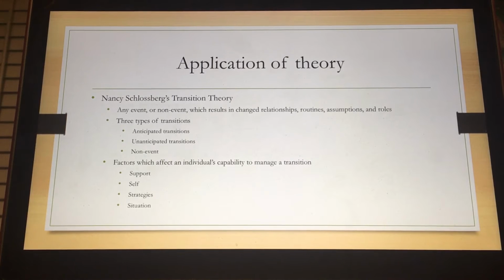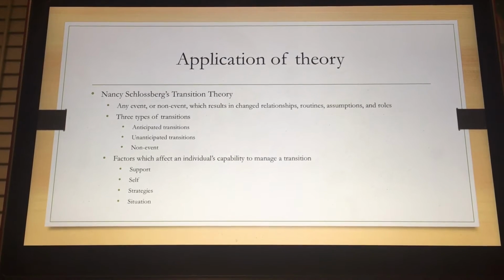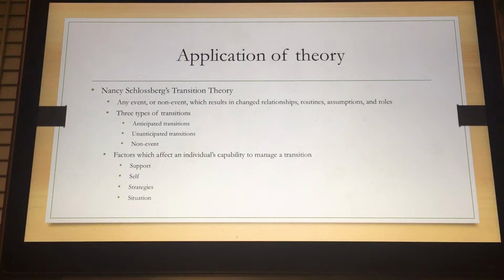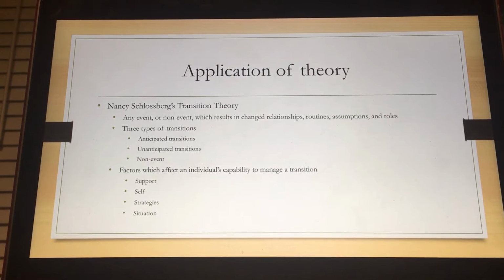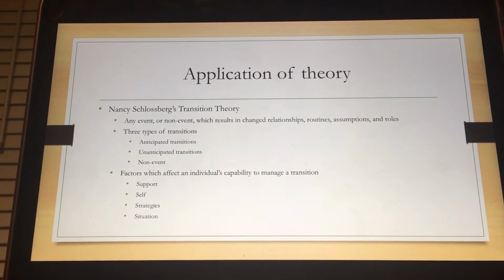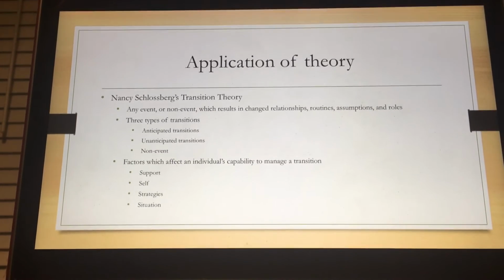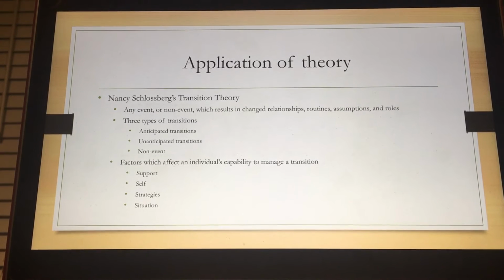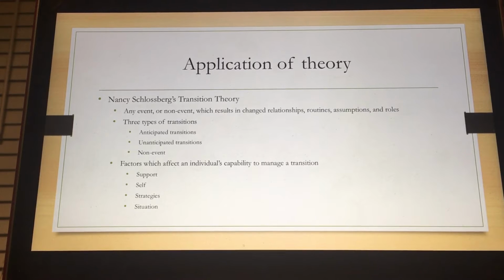So, the second theory of note when looking at international students is Nancy Schlossberg's transition theory. A transition is defined as any event or non-event which results in changed relationships, routines, assumptions, and roles. However, it is important to note that transition theory consists of three types of transitions. The first one is anticipated transitions, which can happen unsurprisingly, unanticipated transitions, which can happen randomly, and non-events, which, while expected, do not always occur.